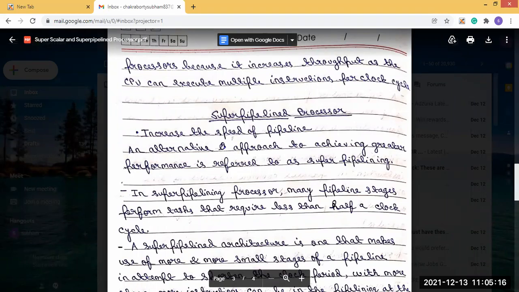Now, in normal pipelining, we have seen that in each clock cycle there is a stage, and that stage of the instruction is executed in each clock cycle. But the difference in the super pipelining processor is that many pipeline stages are present, and they perform tasks requiring less than half a clock cycle. In normal pipelining, one clock cycle is required, but in super pipelining we require only half a clock cycle.